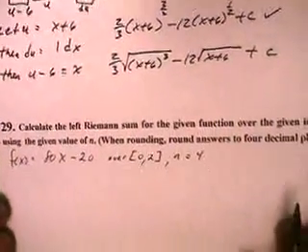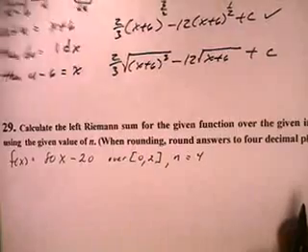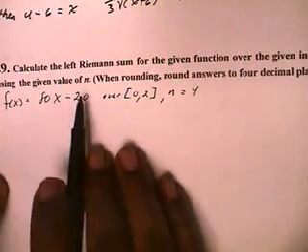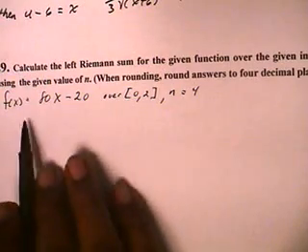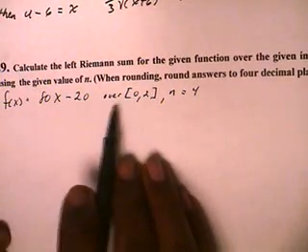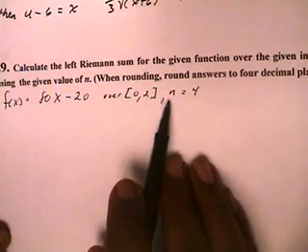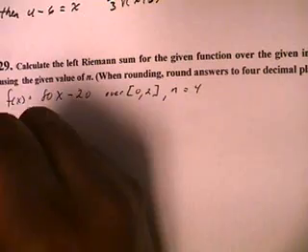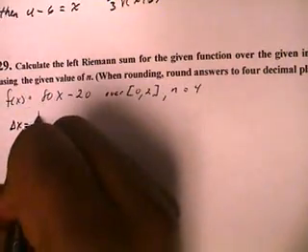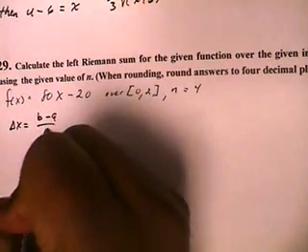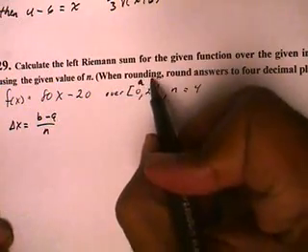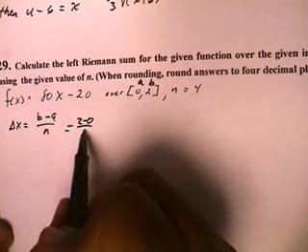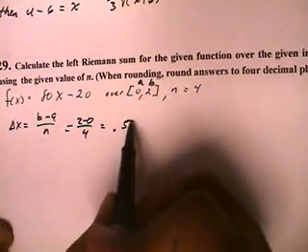Now, number 29. We want to calculate the Riemann sum for the given function over the given interval using the given value of n. Okay, so the function is 80x minus 20 over the interval 0 to 2, and we're going to use 4 rectangles. Well, let's first begin by finding delta x. The formula for delta x is b minus a divided by n. This is our a, and this is our b. So this will be 2 minus 0 all over 4, which comes out to be 0.5.